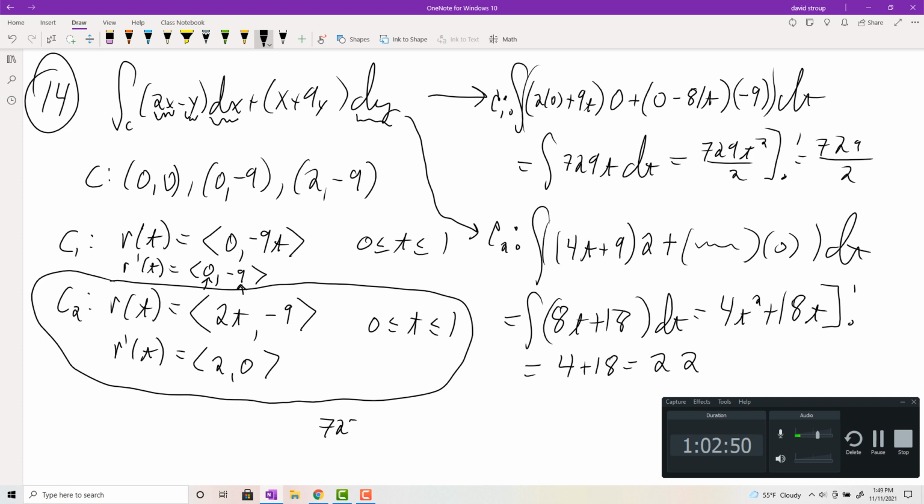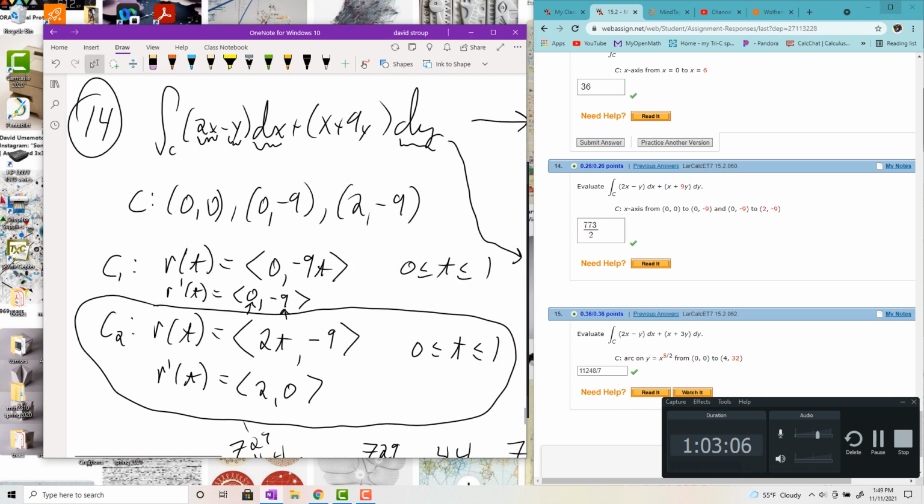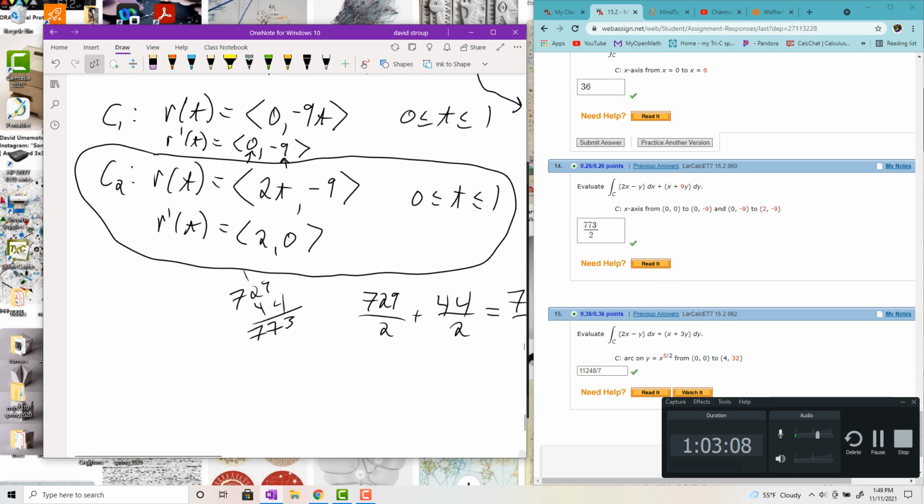So 729 over 2 plus 44 over 2 should be our answer. 729 plus 44. 3, carry the 1. 4, 5, 6, 7. 773 halves. I'm hoping. Halves. Let's make sure. Yeah. Okay. So you can play that game.